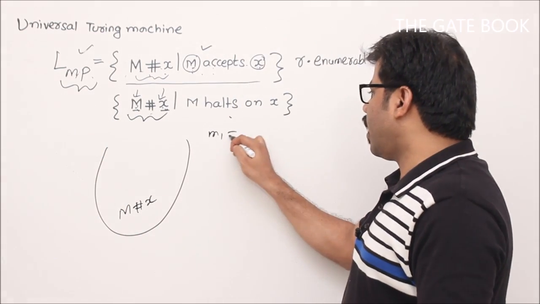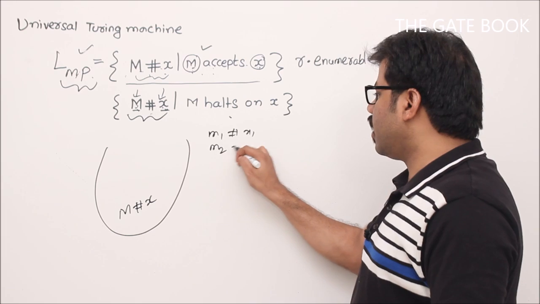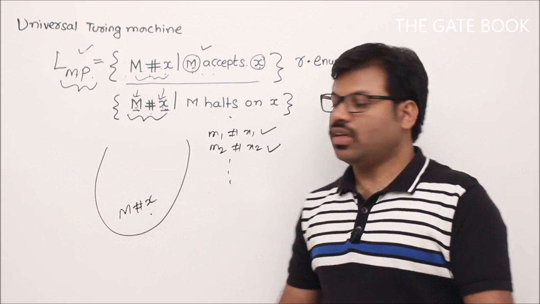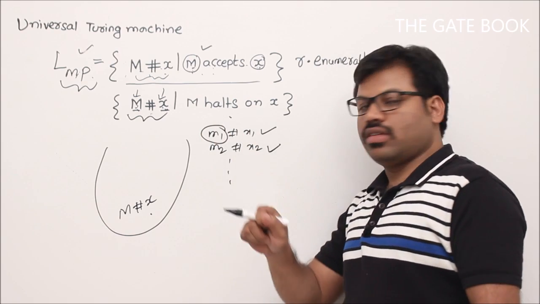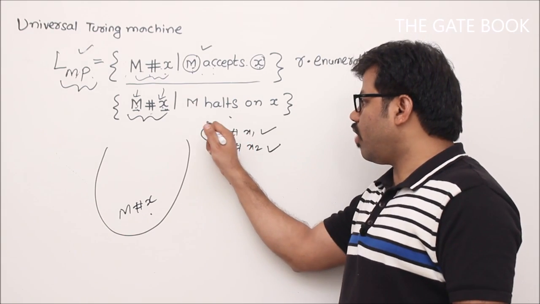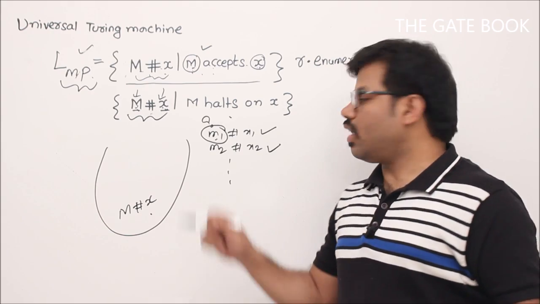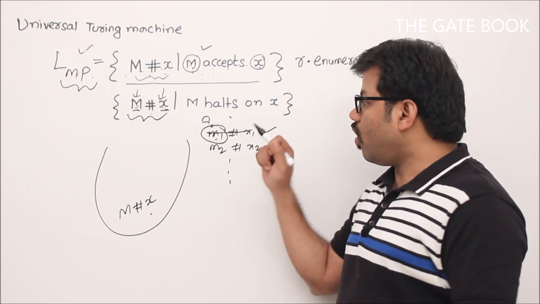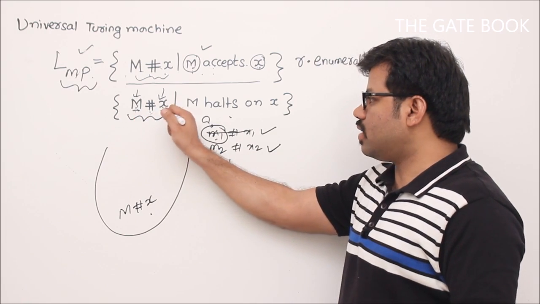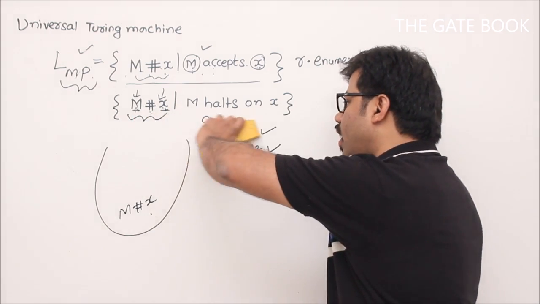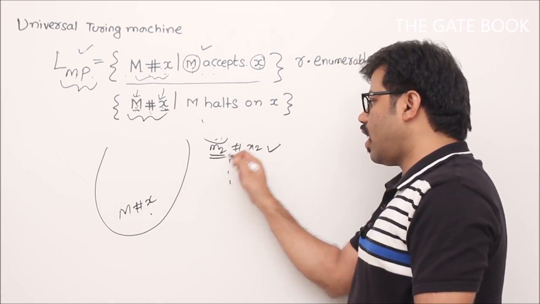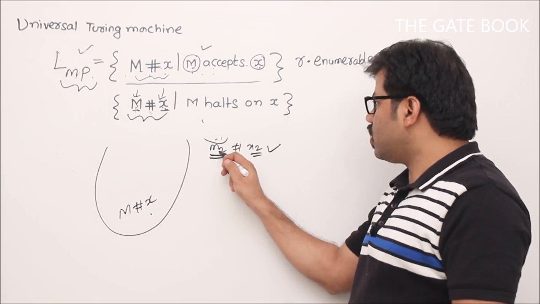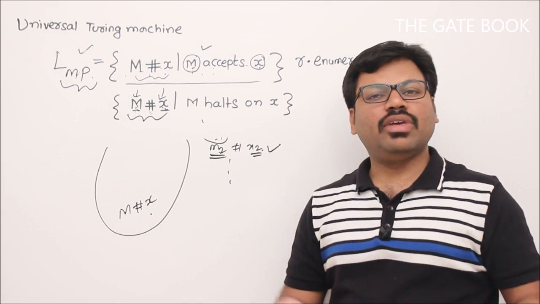Like this, M1 hash X1, M2 hash X2, in that way. But what kind of patterns should we select in our language? First of all, you tell me why it should be a Turing machine. What if it is not a valid Turing machine code? Reject this string. We don't want it. We want a pattern M hash X such that M is a valid Turing machine code. Example, let's say M2 is a valid Turing machine code and X2 is a valid input, but M2 is not halting on X2. Sir, what is the meaning of halting?